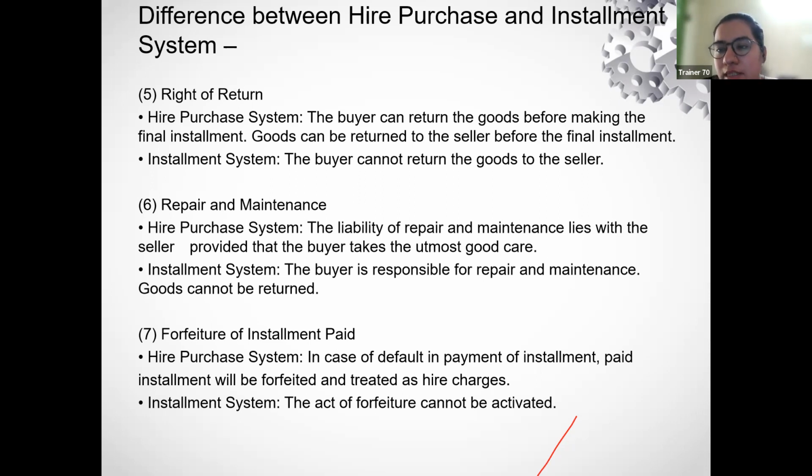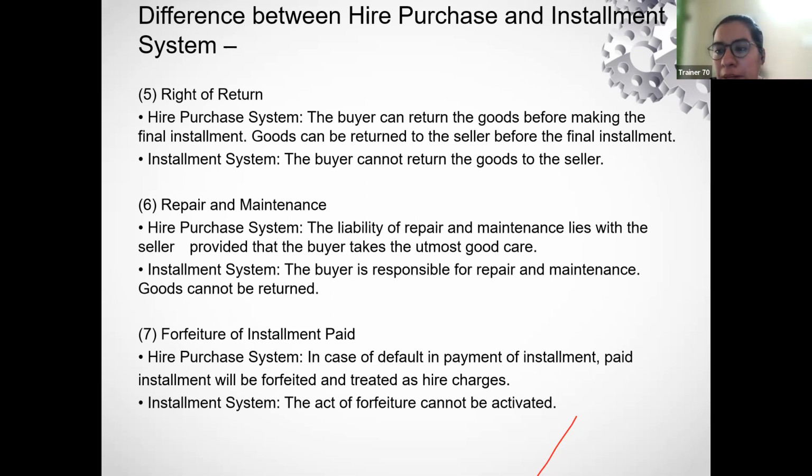Repair and maintenance: the liability for repairing and maintaining the goods lies with the seller. Under installment, it lies with the buyer to protect the phone from everything. Every uncertain thing is my responsibility. And with respect to the hire purchase system, the responsibility lies on the shoulder of the seller.